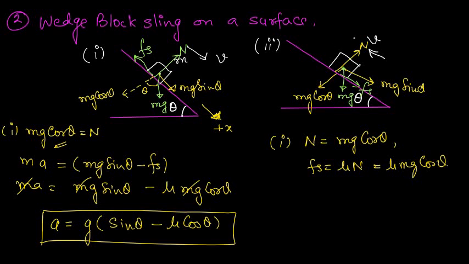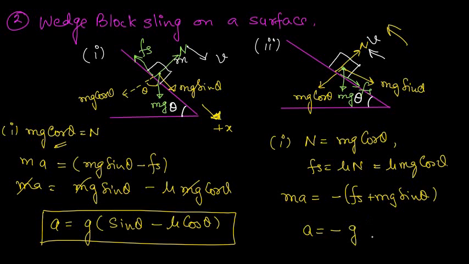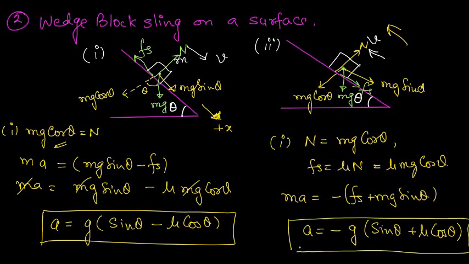If you write the acceleration of the motion, because the velocity is in this direction, then the net force in the direction of motion is minus f_s plus mg sin theta. If you put that in, then the acceleration will become minus g, you just substitute that, minus g plus mu cos theta. Okay, so this will be the second one, acceleration.